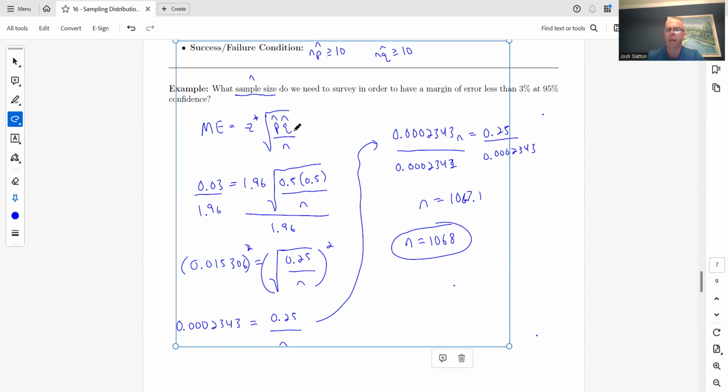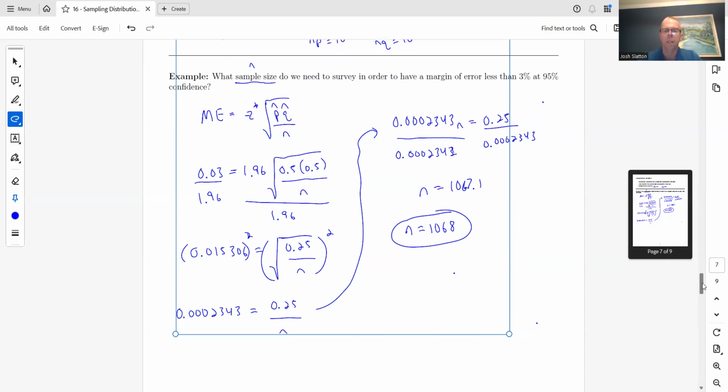So the reason you always round up is because this gives you exactly 3%. And if you go down, the denominator goes down, this fraction gets bigger, and so you're not less than 3%. You need the denominator to be bigger than this, and that gives you less than 3%. Again, do these over and over again, and the steps become pretty easy to remember. Always divide by the z, square both sides, and then essentially this decimal and the n are switching places. So you cross multiply, you get the n over there, and then you divide by that, so n equals 0.25 over that number, and there's your answer.